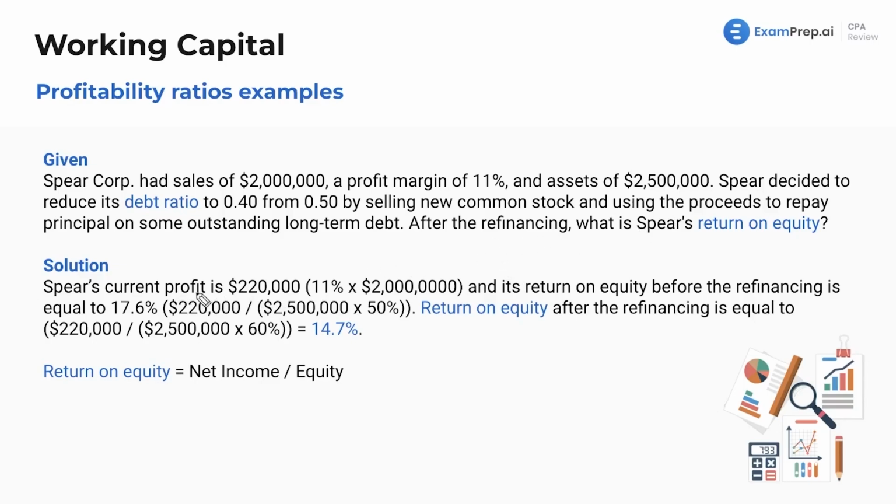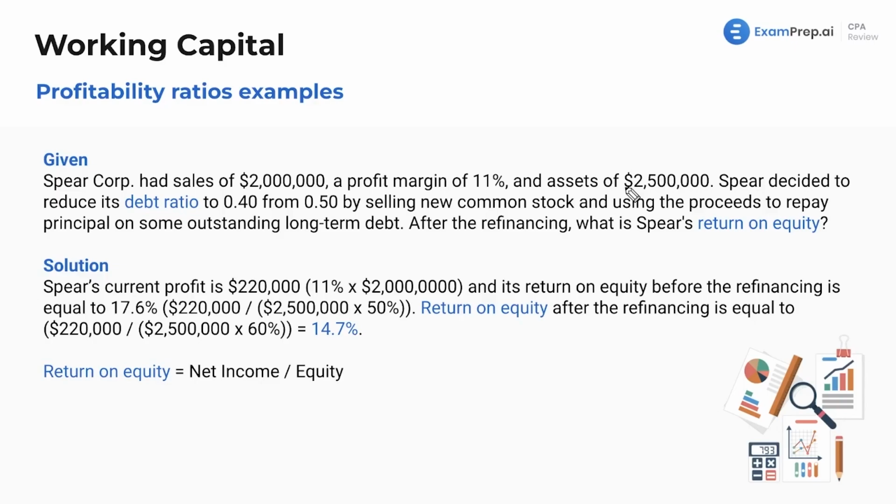Well, our current profit is $220,000. We get that from the profit margin of 11% times our 2 million of sales. So current profit is 220, and that would be our net income. Let's see if there's any changes to that. Probably won't be. And its return on equity before the refinancing is 17.6. And how do we get that? Well, return on equity is net income divided by equity. And equity is stated to be, well, here's an interesting point.